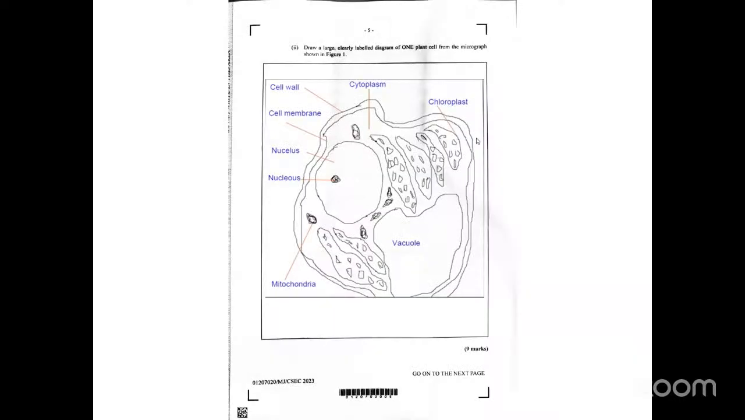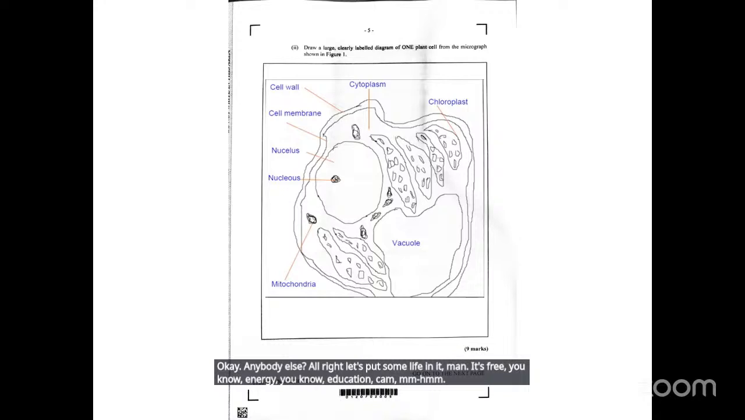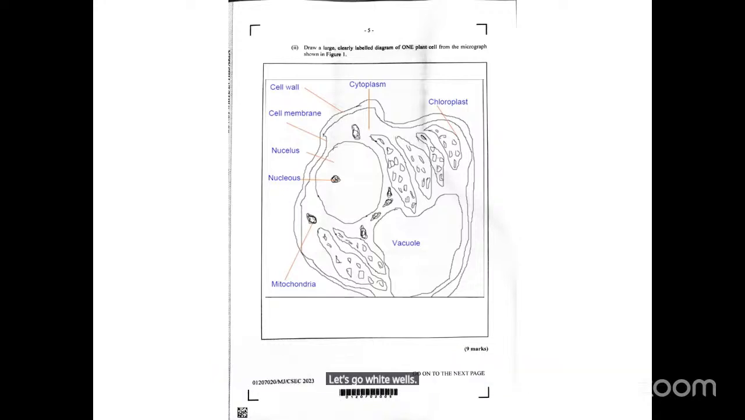What's the chloroplast? Function of a chloroplast? To absorb the light energy from the sun so that the plant can make food. Okay. Anybody else? Come on, let's put some life in it, man. It's free, energy, education can't bore. Let's go. What else? This is where photosynthesis takes place. Okay.